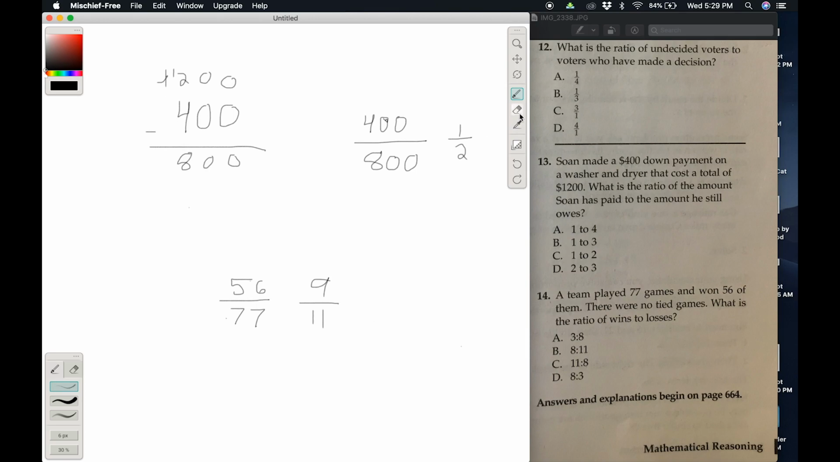Sorry. I put 9, but I meant 8. 8 times 7 is 56. Okay, so 8, let's see how they went here. Yeah, 8 colon 11. So B is your answer on number 14.